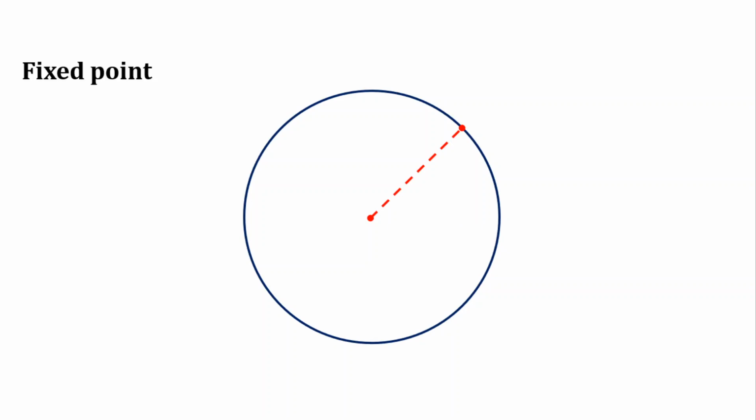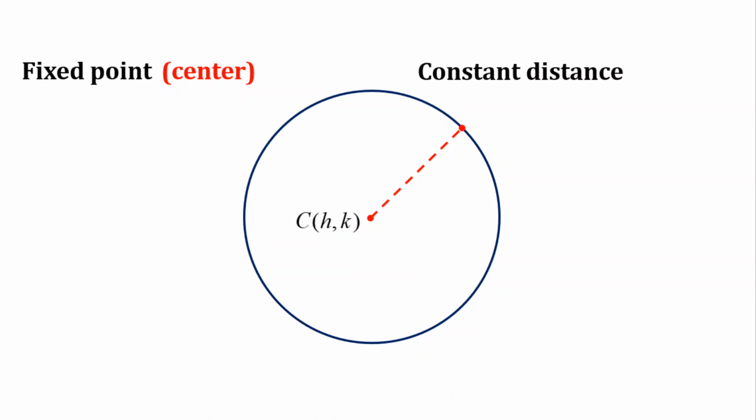Okay. So remember nga, ang fixed point is what we call the center, or in other term we can call it H and K. Okay, I will discuss that later. The constant distance, we can write it as P of x and y. Okay, the constant distance is the radius.